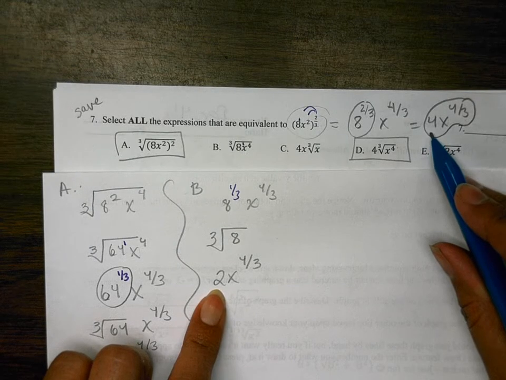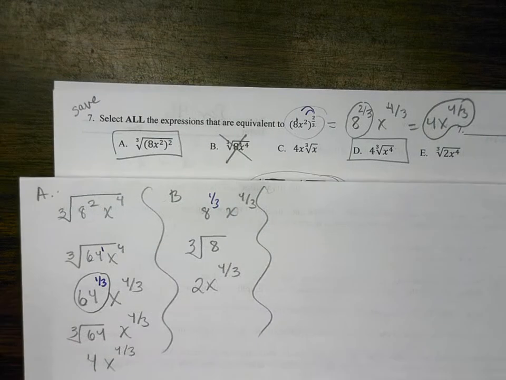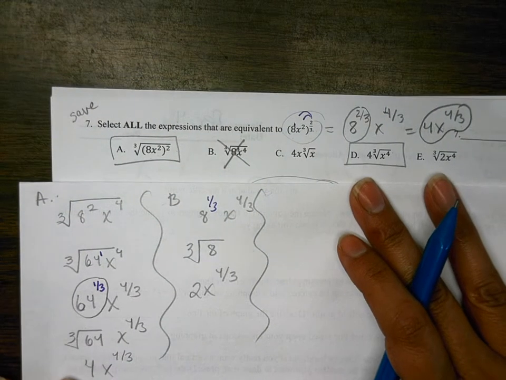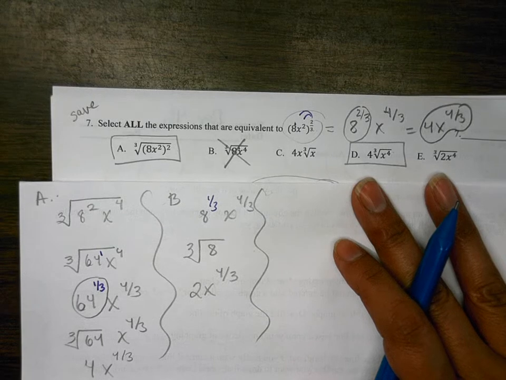X to the 4/3 matches, but this is 2 and this is 4. Are those equivalent? Yes or no? No. Close, but it is not the same. Okay, letter C. We're still on it.